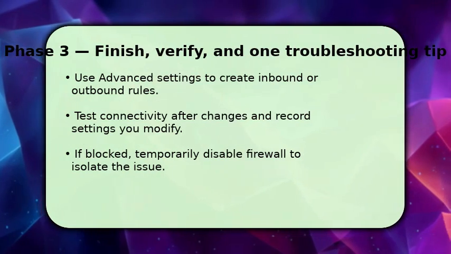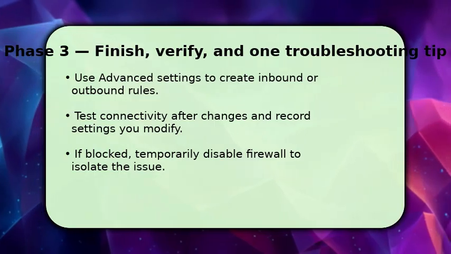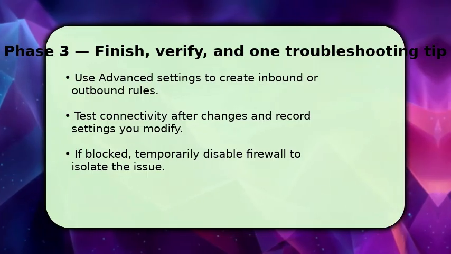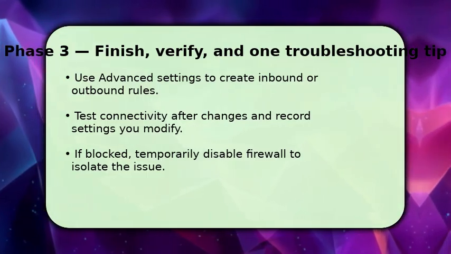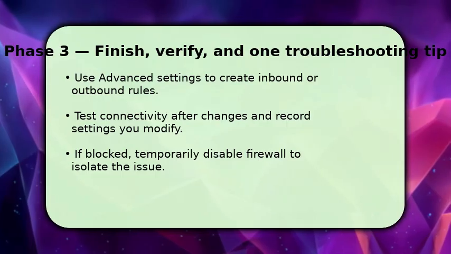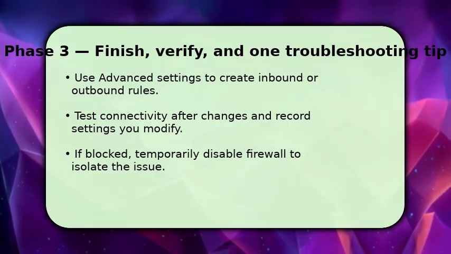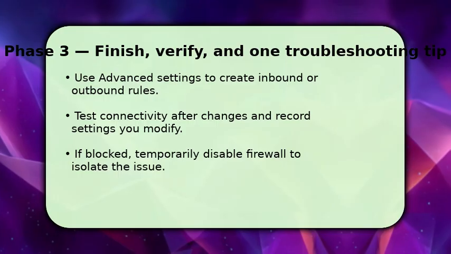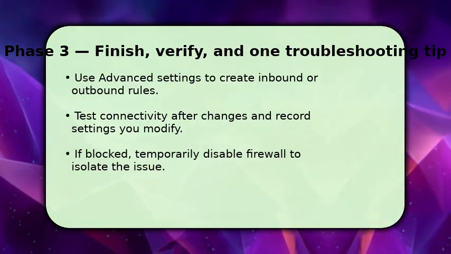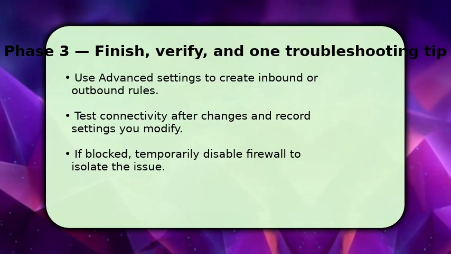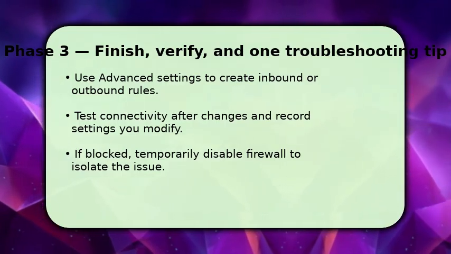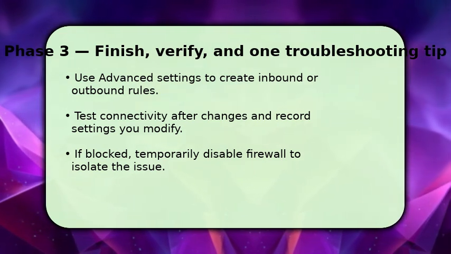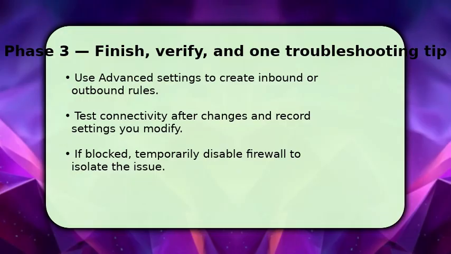Finally, fine-tune using advanced settings to create inbound or outbound rules when specific ports or programs need access. Define rules by program, port, or protocol, and set profiles and actions to allow or block. After changes, test connectivity so you confirm the desired behavior. If something breaks, revert the last change or consult the rules list. If an app is unexpectedly blocked, temporarily disable the firewall to isolate the problem. Then re-enable it and adjust rules carefully to restore protection.